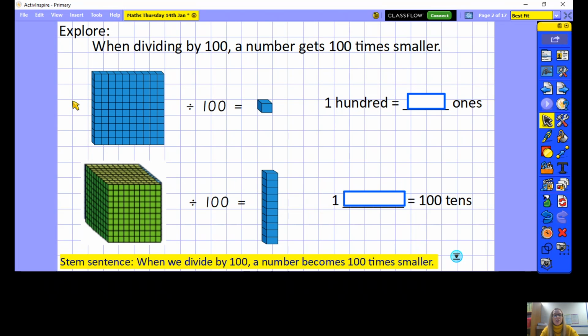Okay, fantastic. So here I just wanted to show you those numbers becoming 100 times smaller. So here you can see we've got 100 represented in Deans. So 100 divided by 100 equals 1. So that means that 100 is equal to 100 ones. Here we've got 1,000 represented in Deans. So 1,000 divided by 100 equals 10. So that means 1,000 is equal to 100 tens.